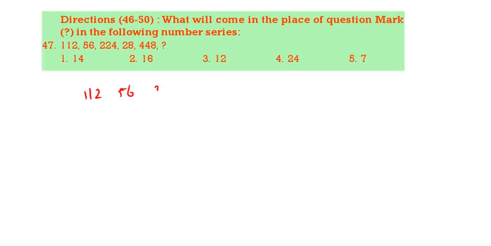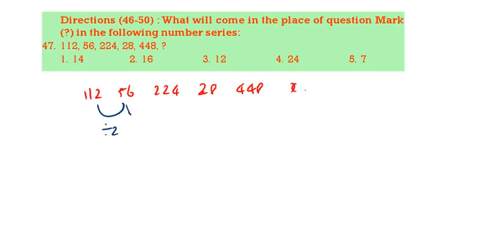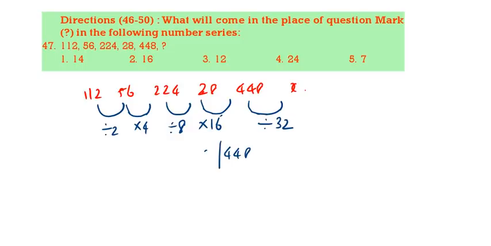112, 56, 224, 28, 448 and question mark. Divided by 2, into 4, divided by 6, into 8. Sorry, that is not correct. Now this is into 4, correct. 224 divided by 8, so 28, 448, and 8 double is 16. Now divided by 32. 448 by 32, that is 14. 14 is the correct answer.